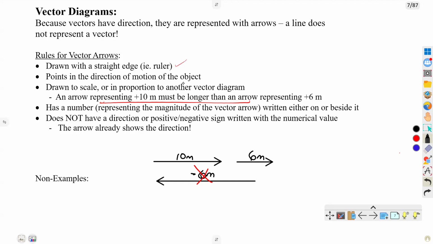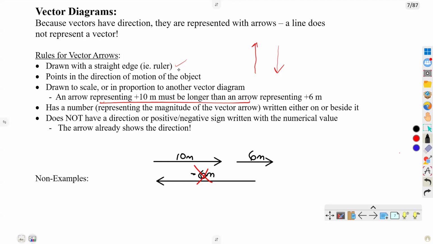Next rule: the arrow needs to point in the direction of motion of the object. So if an object is moving from this point here to the right, that's the way that the arrow should be pointed. If something is moving in a north direction, typically we would draw north with the arrow straight up. South would be straight down, etc.